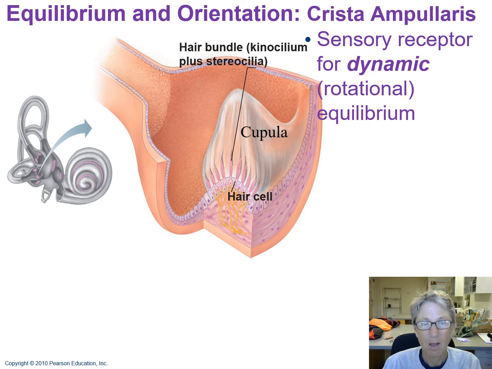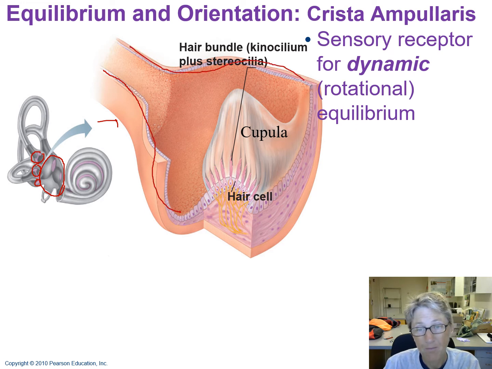Okay, so we just finished this part, the vestibule, with the utricle and saccule. Now we're going to look at the semicircular canals and the crista ampullaris, so these little purple guys here. And then if they enlarge that, so this would be the semicircular canal. This is the ampulla. See how it flares out?